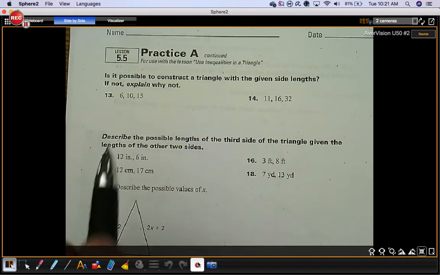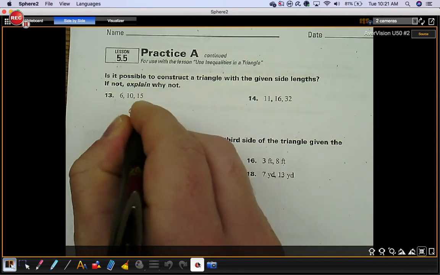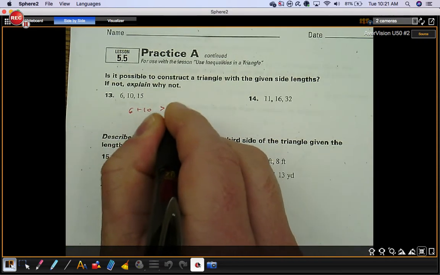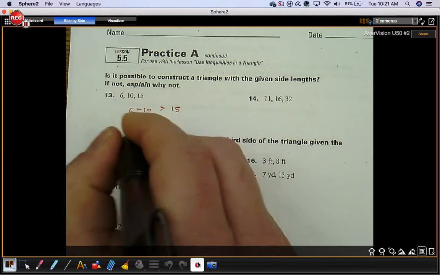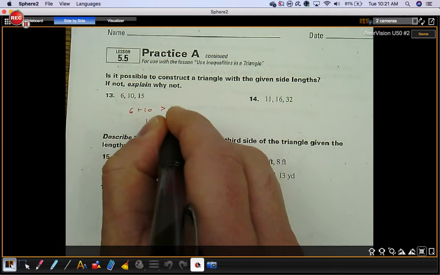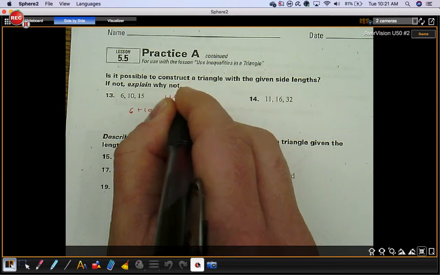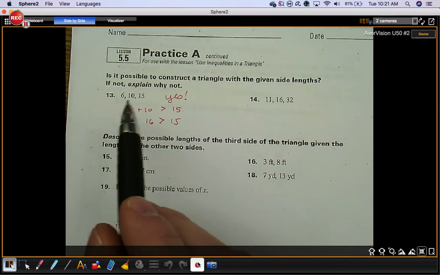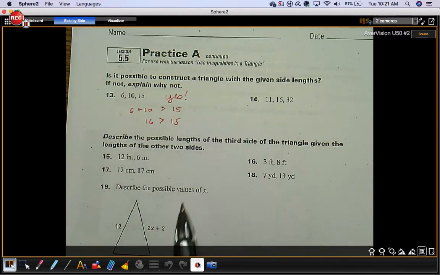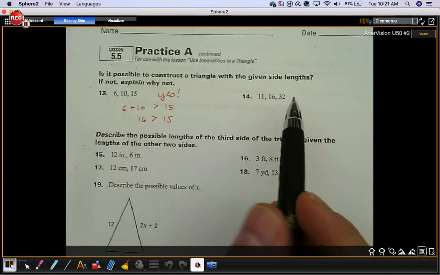6, 10, 15. These go in order. So if you take your two smallest, 6 and 10, and add them together, is it bigger than your biggest side? 16 is bigger than 15, so does this make a triangle? Yes, it does. Your two smallest added together must be bigger than the biggest. That's the rule, if you remember.